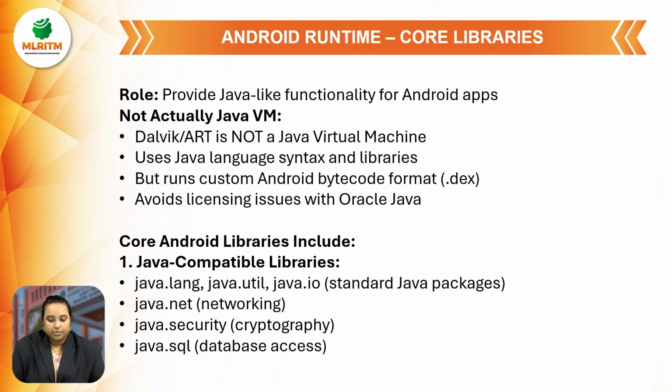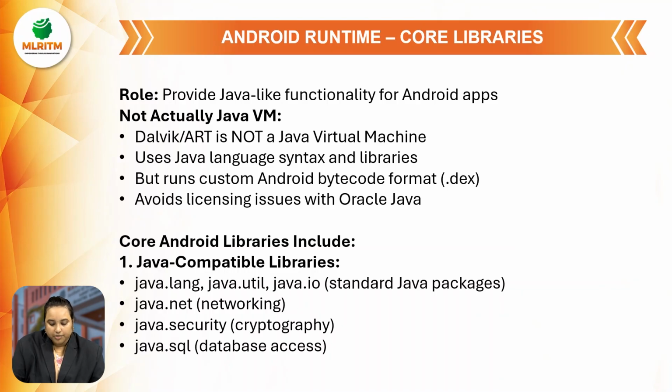Next, the Android runtime core libraries. Their role is to provide Java-like functionality for Android apps. It's not actually a Java virtual machine. Dalvik and ART are not actual virtual machines in that sense. It uses Java language syntax and libraries, but runs custom Android bytecode formats, which avoids licensing issues with Oracle Java.